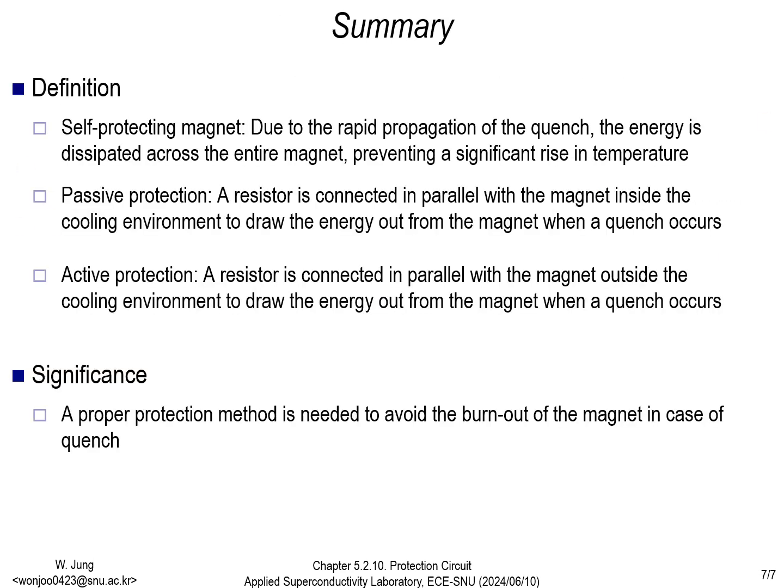To summarize, a self-protecting magnet dissipates energy quickly across the entire magnet, preventing significant temperature rises. Passive protection uses a resistor connected in parallel with the magnet inside the cooling environment to draw out energy during a quench. Active protection uses a resistor connected outside the cooling environment, involving quench voltage detection and energy dissipation in a dump resistor. Choosing the appropriate protection method is crucial to avoid the burnout of superconducting magnets during a quench.